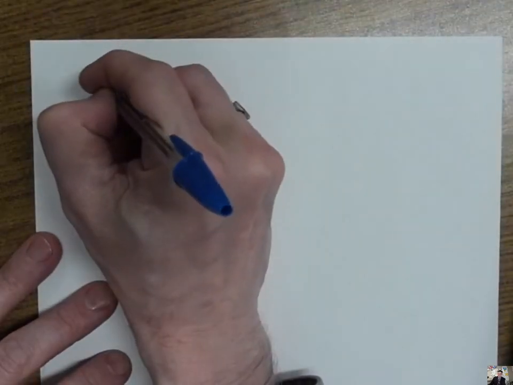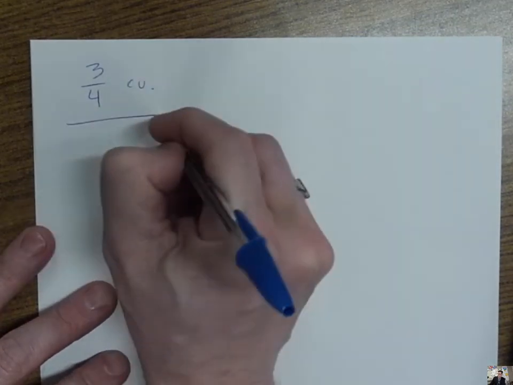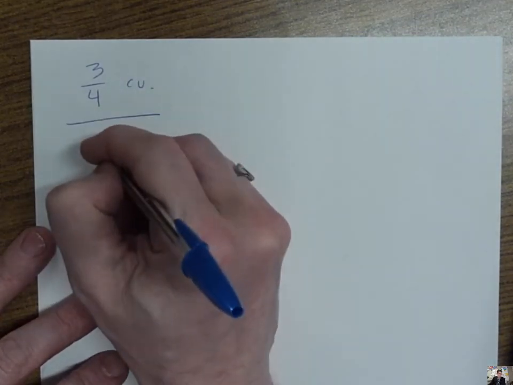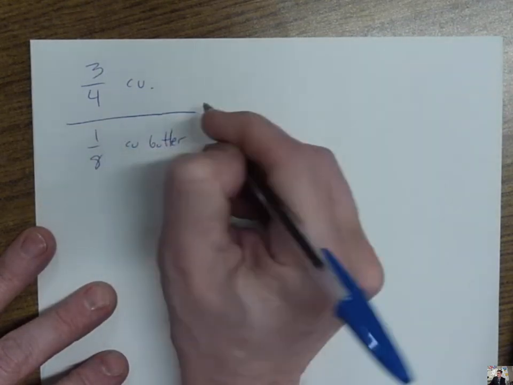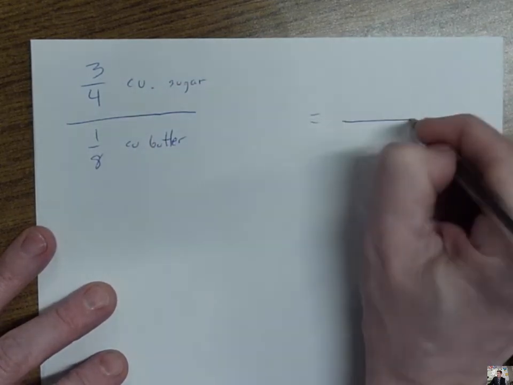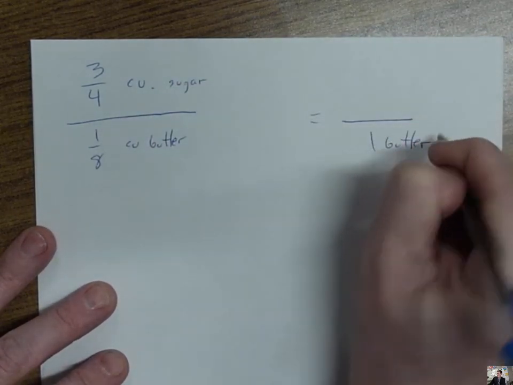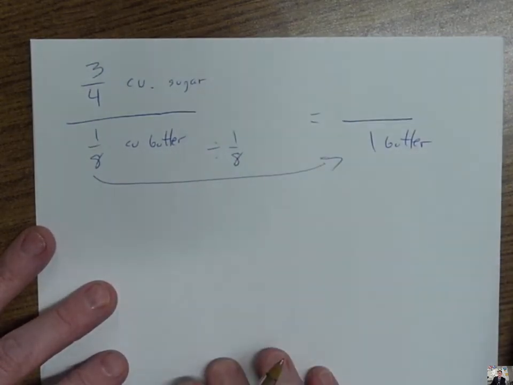So those are some examples on how we're doing it. If you were to look at number 7 on page 95, you can see that 3/4 cups of sugar is the same amount that you need when you need 1/8 cup of butter, and you want to find the unit rate for butter. If you want 1 cup of butter, how do you get from 1/8 to 1? Well, just like we've already done, just divide by 1/8.